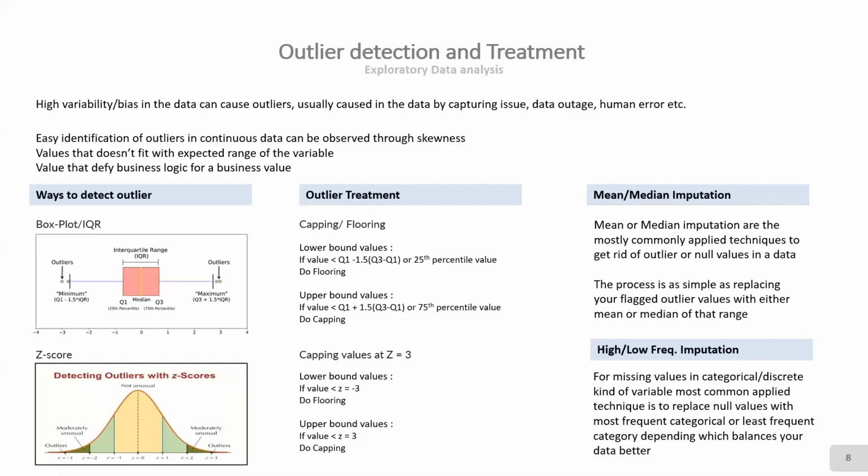So a Z-score greater than 3, or a p-value, whenever you are running a Z-test, if it is less than 0.05, it falls in the critical zone. And that is an indicator that you should not be keeping those values when you are building a model. So capping and flooring can be applied to both interquartile range and Z-score.